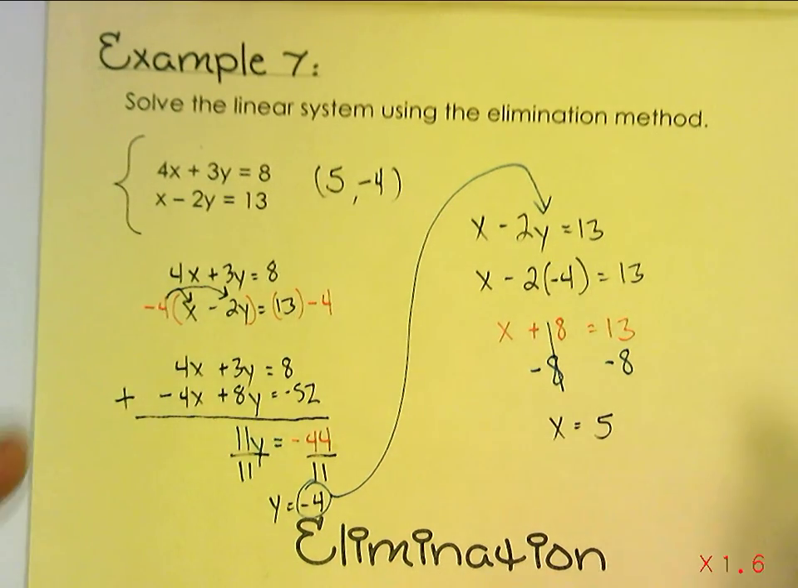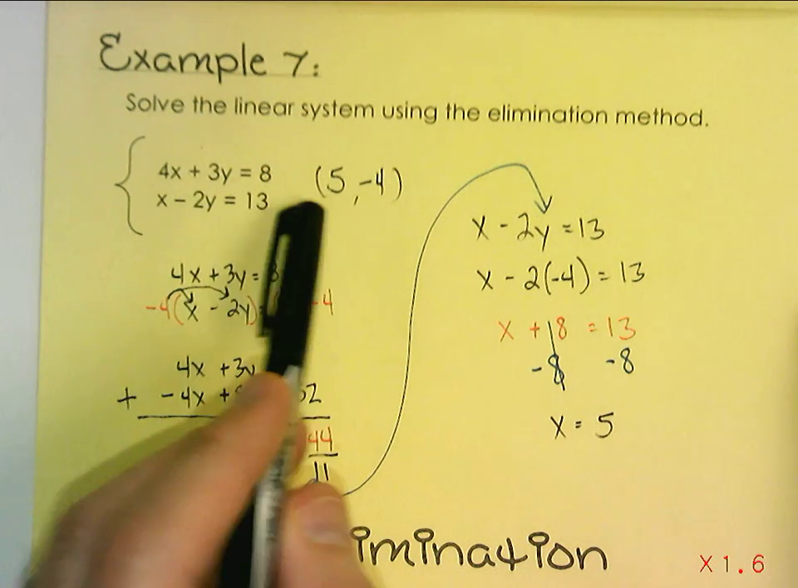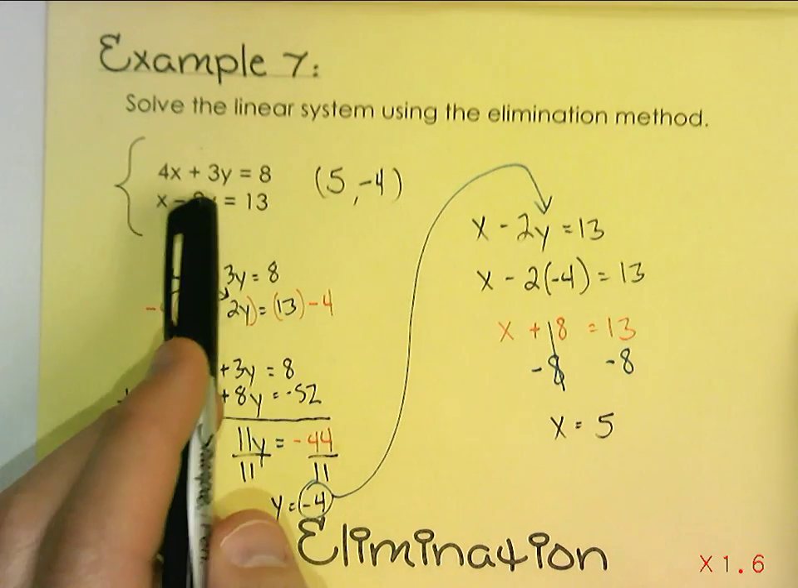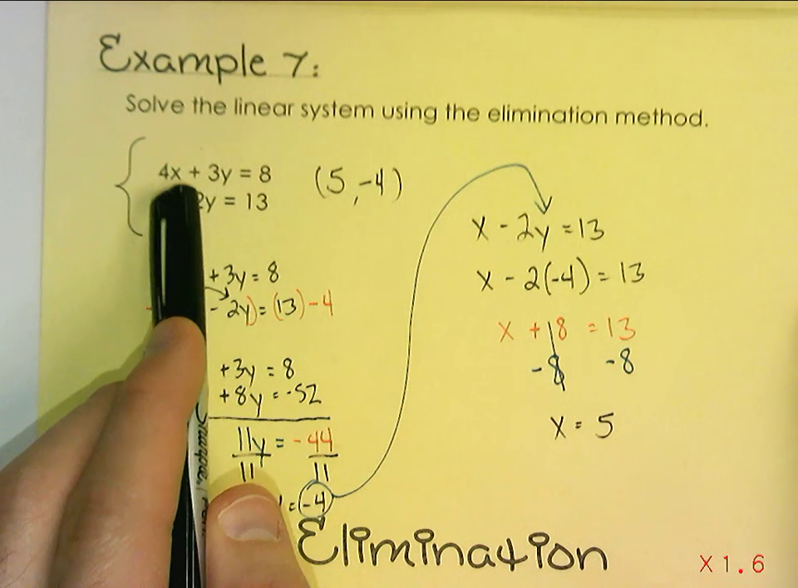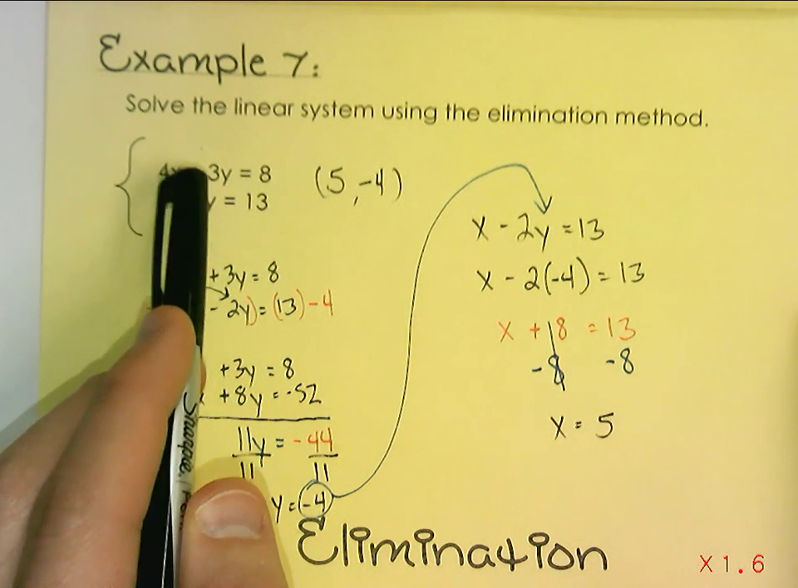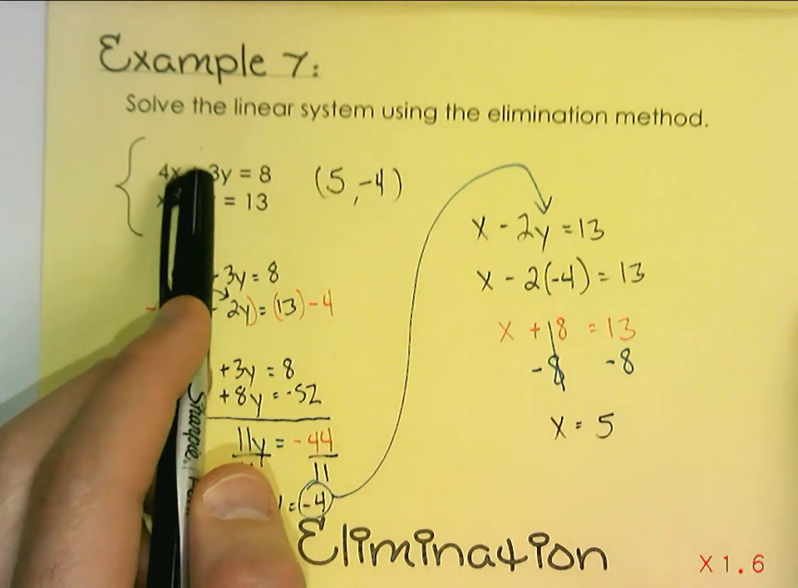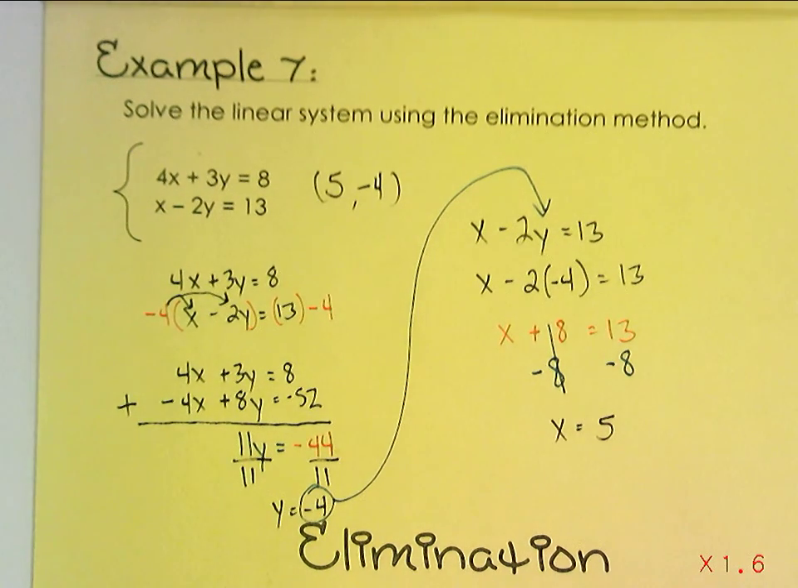And as I've mentioned in all the other parts, if I plug these two values back in here, I should get 8 and I should get 13. So if I put 5 in here, that's 20. 4 times 5 is 20. Plus 3 times negative 4 would be negative 12. 20 minus 12 is 8, so that one works out. So you can go back and check those.